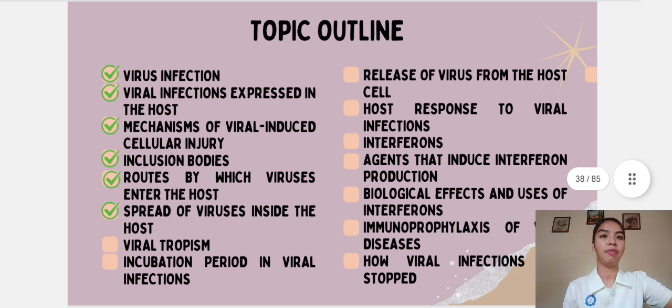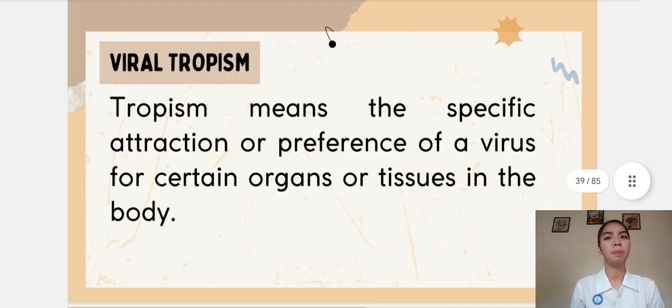Now we are ready for viral tropism. Viral tropism means the specific attraction or preference of a virus for a certain organ or tissue in the body. Each virus affects only particular parts, depending on where it can attach, enter, and multiply.